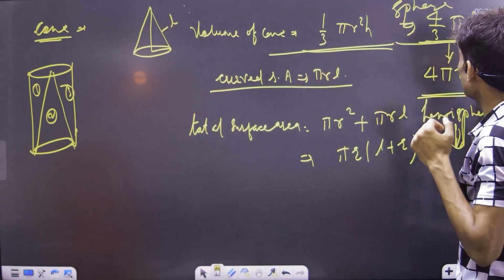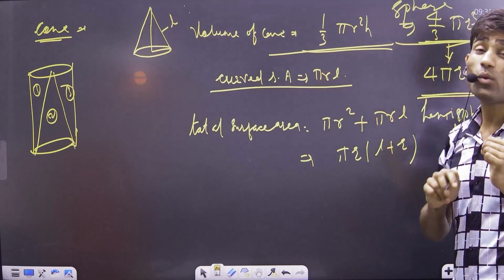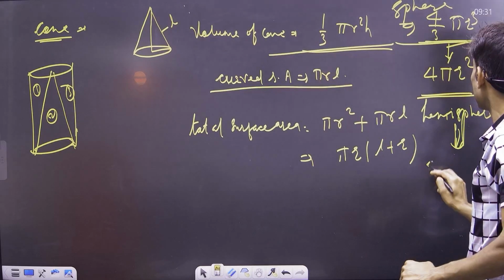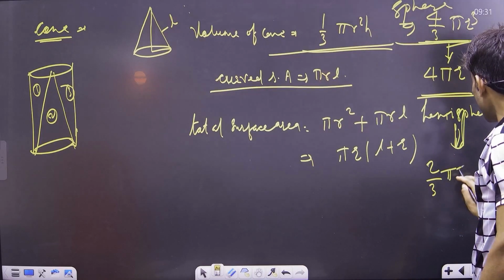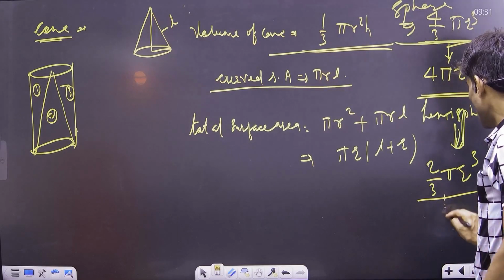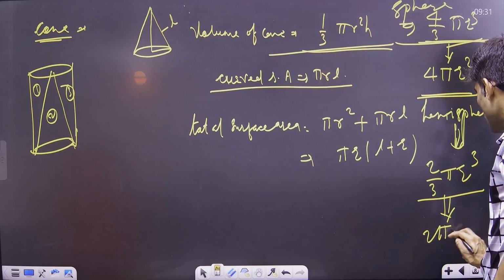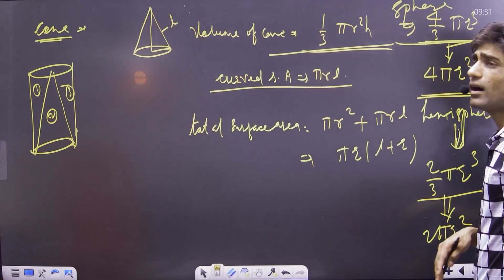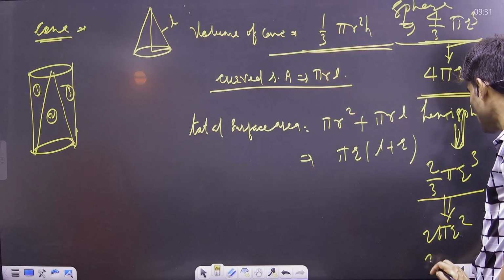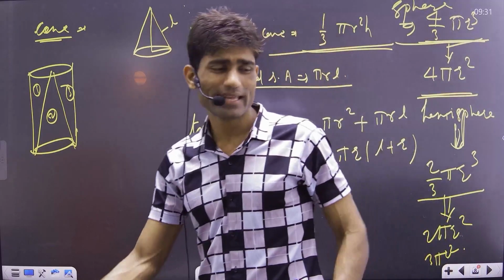That means the volume of a hemisphere is 1/2 into the volume of a sphere, which means 2 by 3 pi r cube. The total curved surface area of a hemisphere we write as 2 pi r square, and the total surface area of our hemisphere we write as 3 pi r square. This one is for sphere and hemisphere.